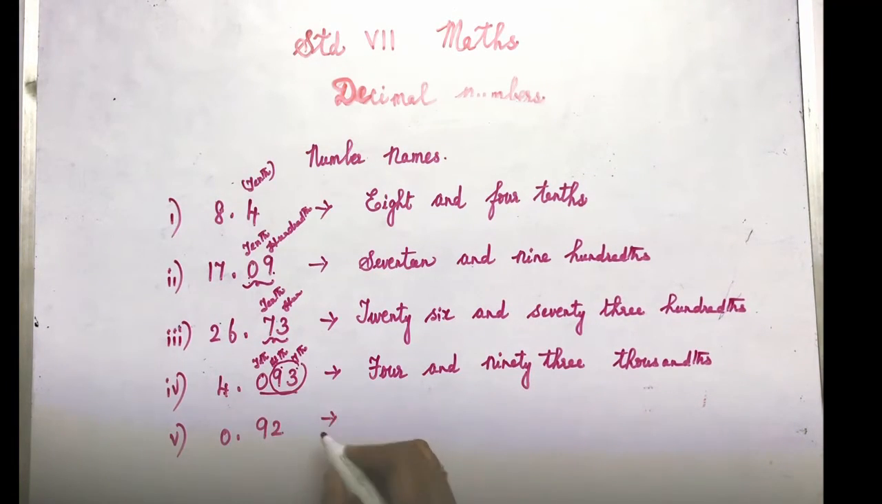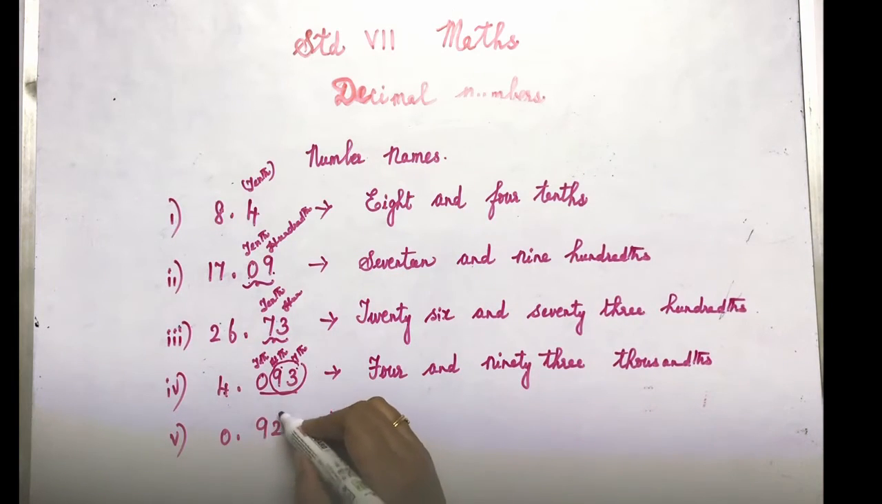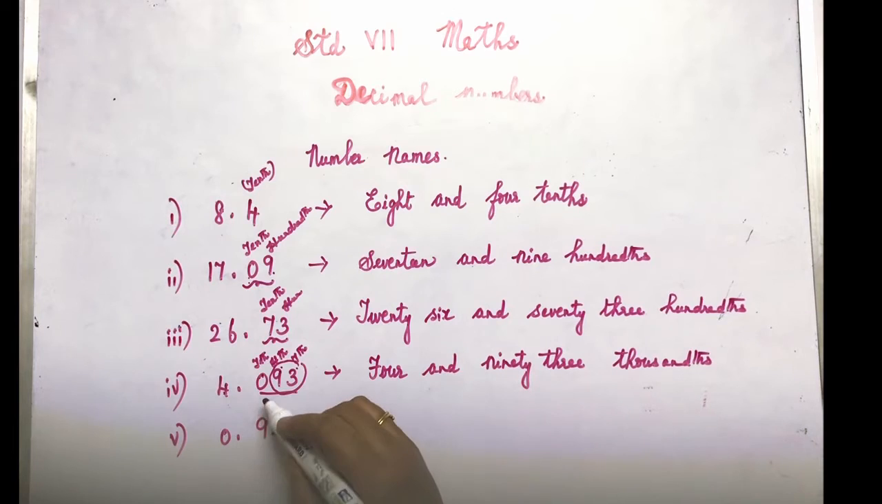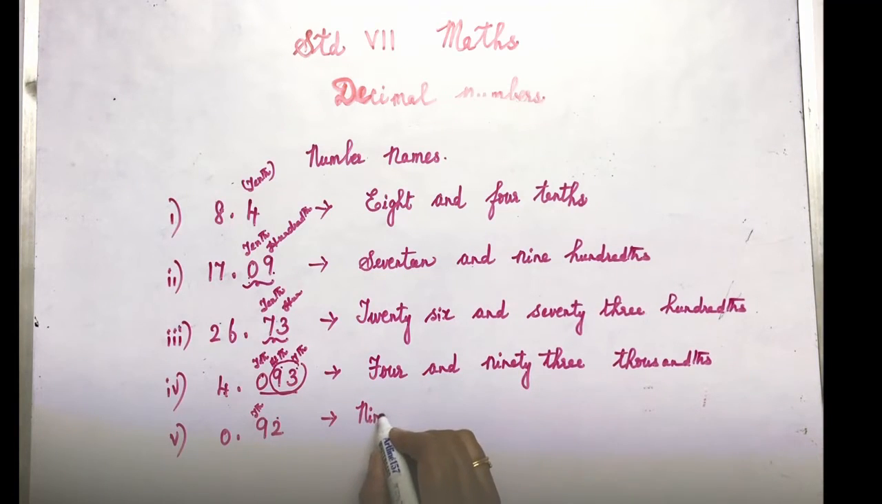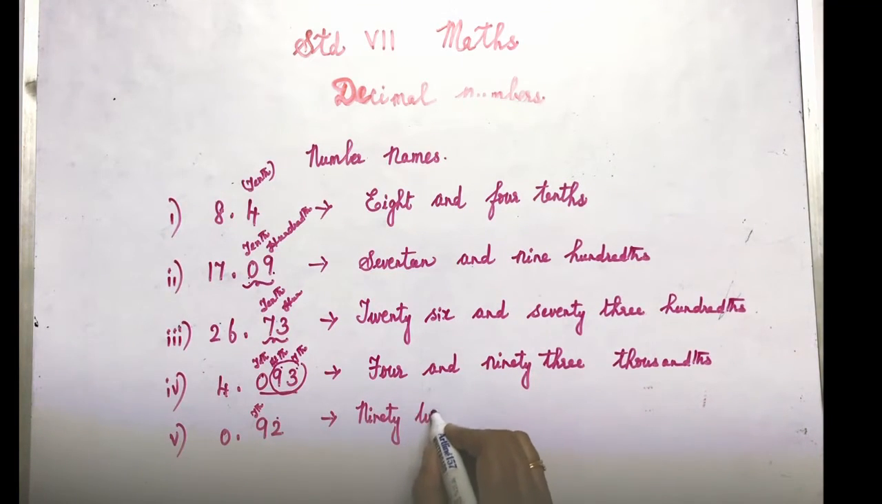0.92. Now we don't have a whole number at all. So only for this part we have to write the number name. So the place values are tenths place and hundredths place. So how should we write this? 92 hundredths.